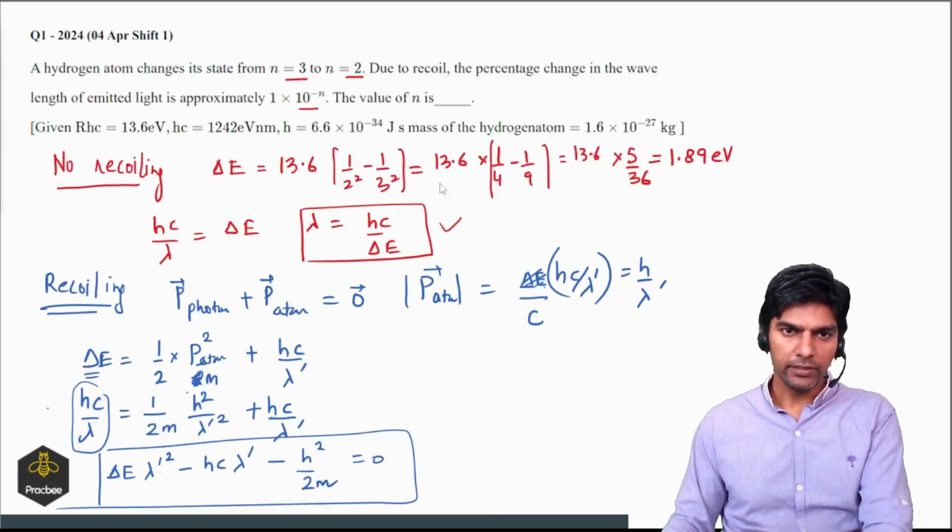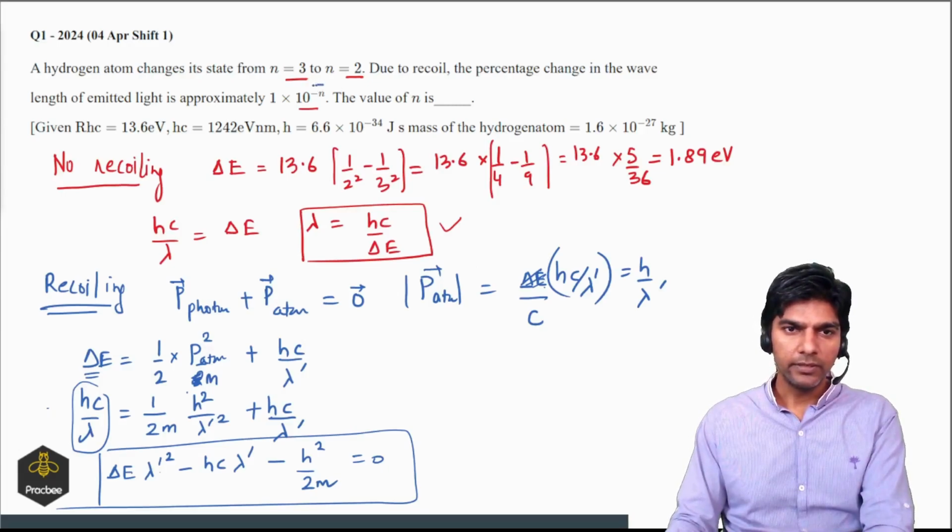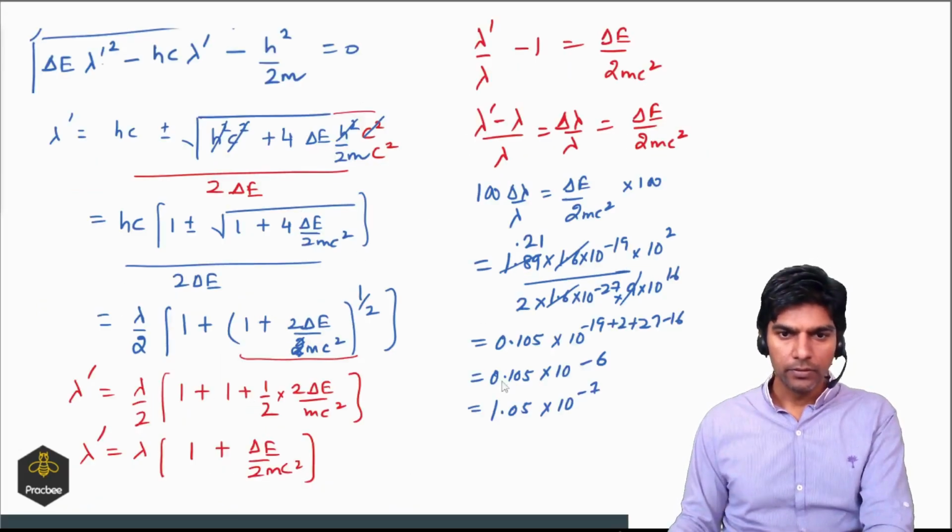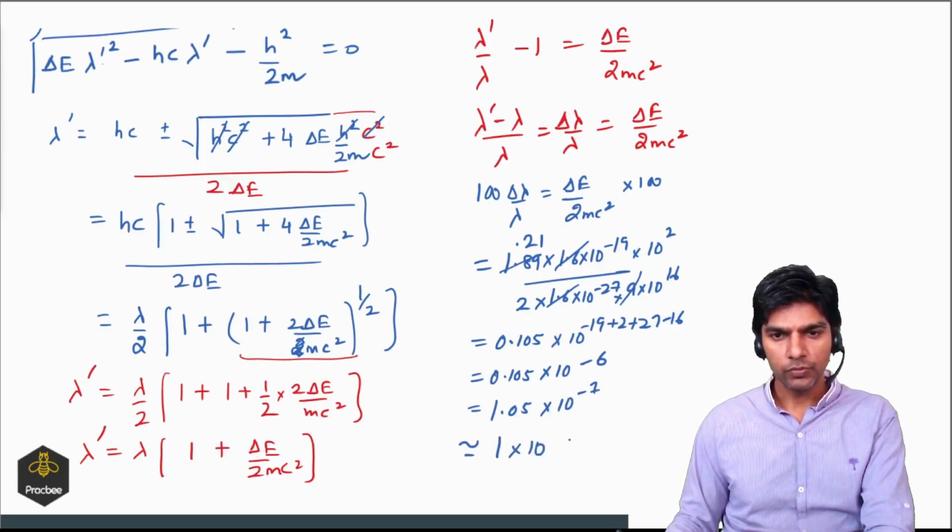And if you look at the answer given, we have given that the percentage change in the wavelength is 1 into 10 raised to power minus n. So we can say it is nearly equals to 1 into 10 raised to power minus 7. So n comes out to be 7, right?